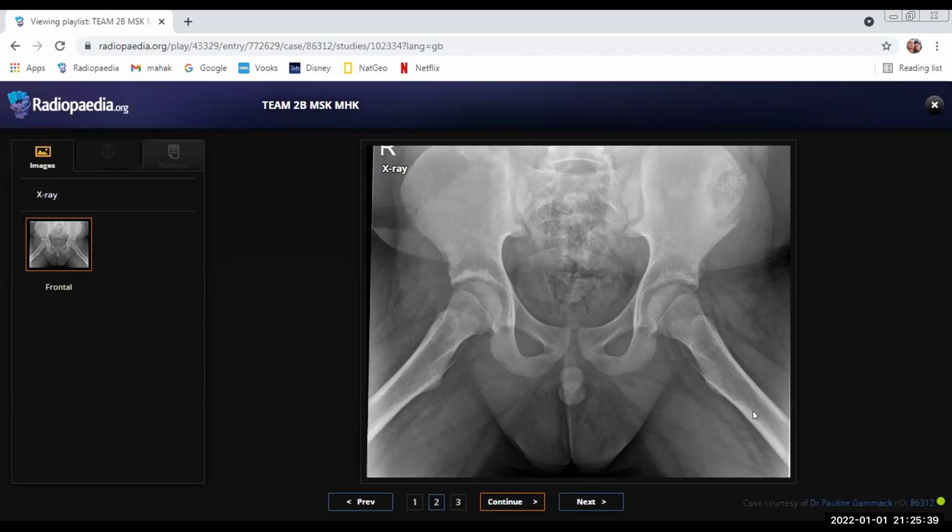I'm trying to look at the joint space, the right and the left. I don't see anything. I'm going to go systematically now and look at the bones. So I'm looking at the left iliac bone, and I can see that there is a permeative lytic lesion involving the left iliac blade with cortical break, periosteal reaction, and a soft tissue component.